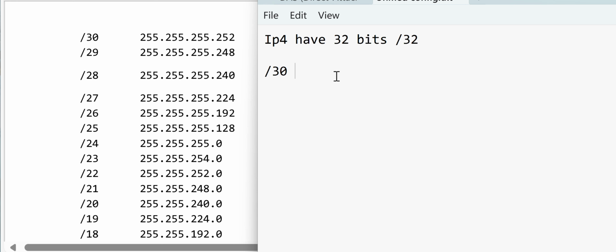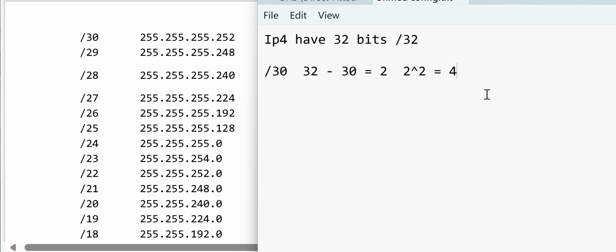So this CIDR IP would look like, what's 32 minus 30 equals 2, right? Because you're going to have the last 2 bits for the hosts and the first 30 for the network. Now from there, to get your total IPs, you're just going to go 2 to the power of 2, and that's going to equal 4. So now you have your total IPs that you can use, right?